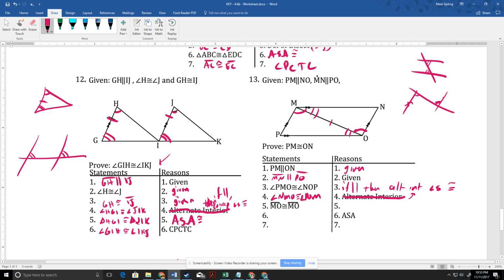And then we do know the reflexive side there. So MO is congruent to MO. So we have reflexive property of congruence. Okay. And then it says it's ASA. We knew that because we could see two angles and their included side. So we're going to name these triangles. Again, it doesn't matter how you name the first one. We just have to make sure we're matching up the vertices in the second one.